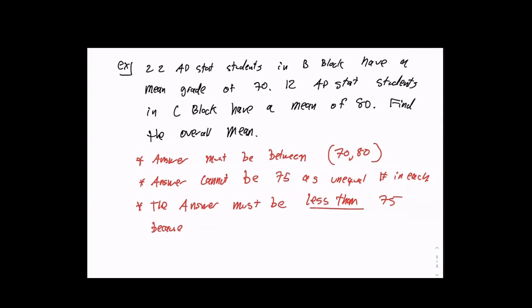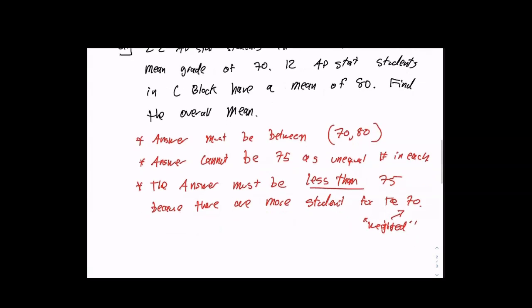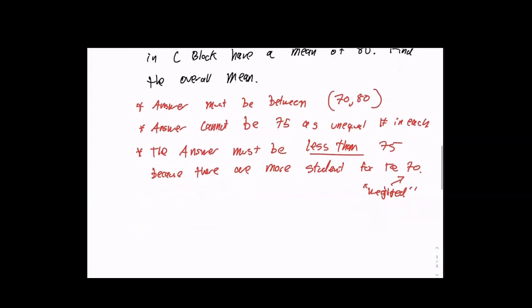Because the size, because there are more students for the 70. We call this a weight. It's weighted towards the 70. This is how grades work, right? This is how grades work.